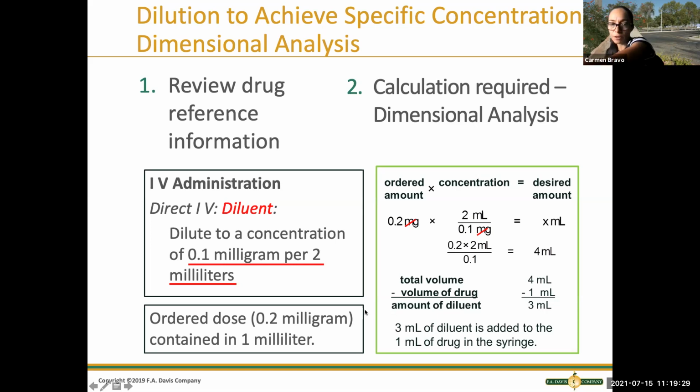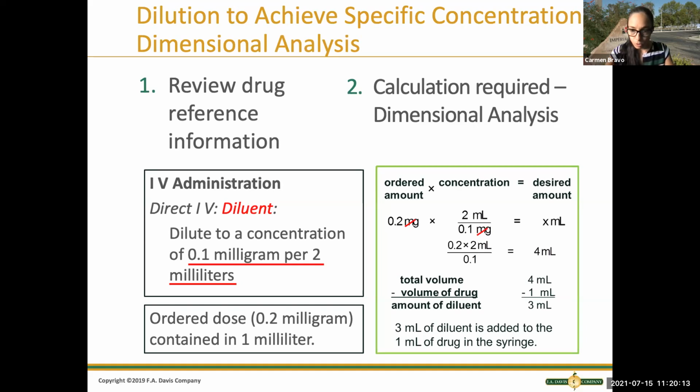You guys follow me there? Yes. Right? So I just have to add diluent so that it matches what it's telling me here: for every 0.1, I have to have 2 mLs of fluid. So when I work it out, it's going to be 3 mLs of diluent. And that's how you would set it up to come up with the 4 milliliters for the whole order.